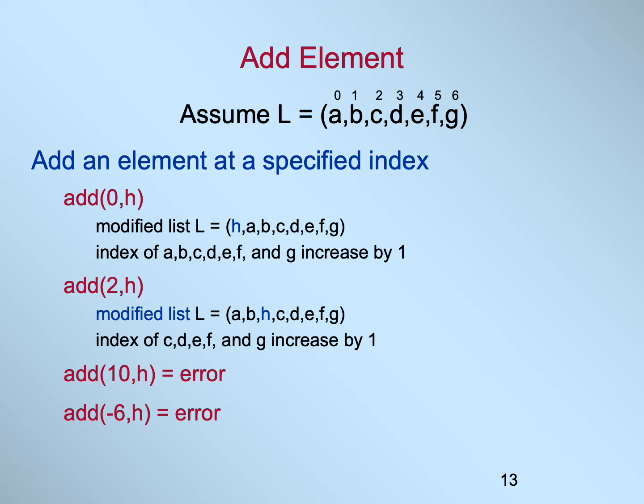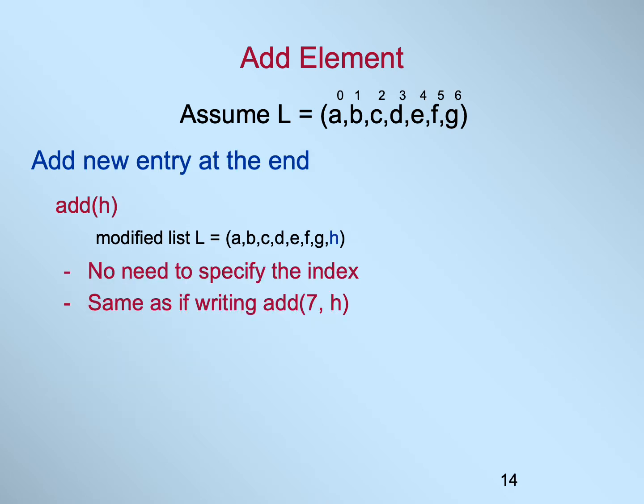You also cannot have a negative value. For example, add(-6, H) will also give you an error. If we want to add a new entry at the end, we can write it as add(H), for example, if we want to add the letter H. So the letter H will be added at the end of the list. We do not need to specify the index.